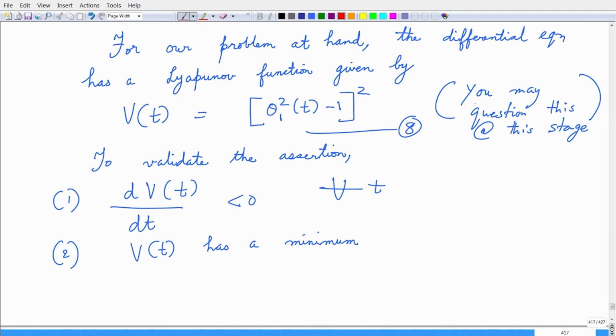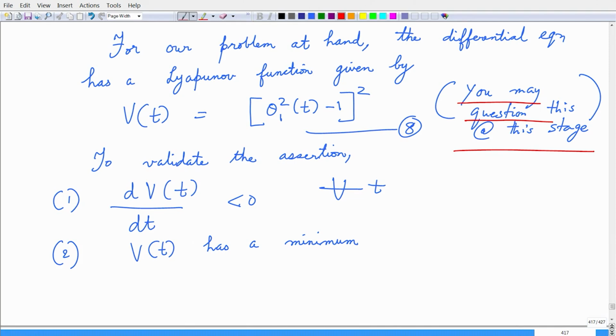Of course you would be questioning at this point, how did I get this form for the Lyapunov function? As I told you earlier, the choice of the Lyapunov function depends upon the nonlinear system at hand. There is no one Lyapunov function which generically works for all nonlinear systems, and that's how stability analysis of nonlinear systems works. So we assume this form based upon intuition, and then we validate this assertion if it satisfies certain properties.